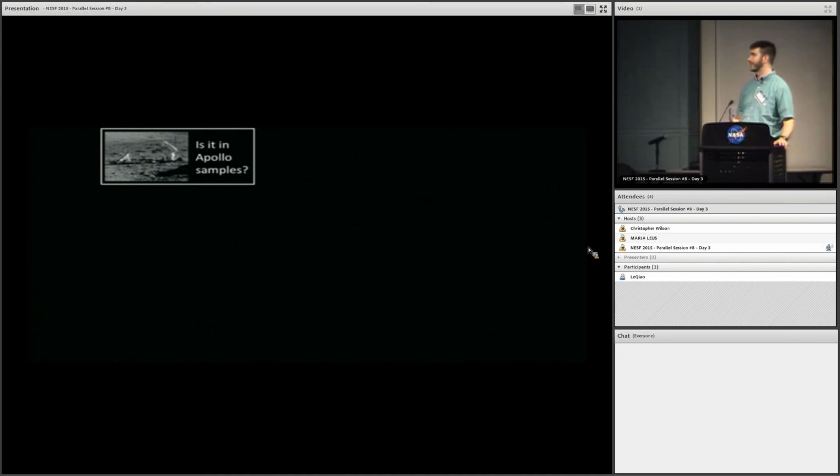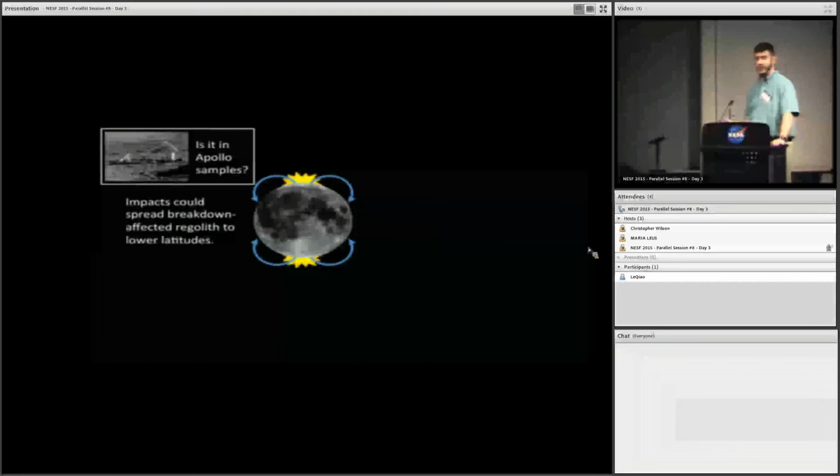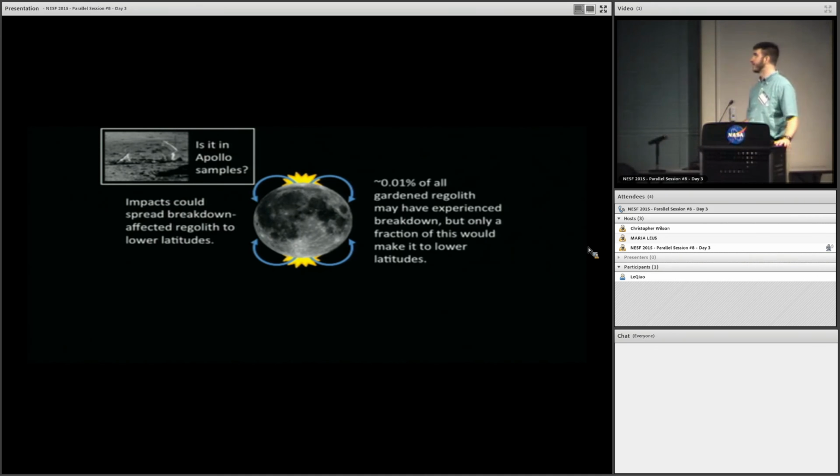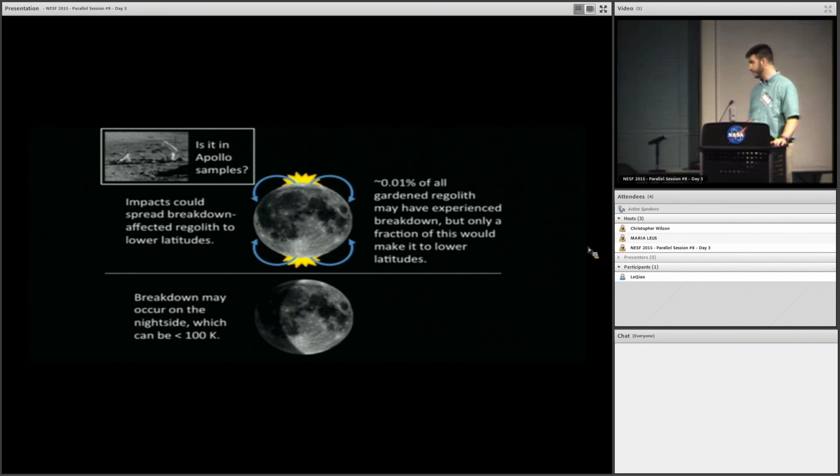Is it in Apollo samples? Because we've got a lot of that sitting around. And here are just two different ways that this material could be in Apollo samples. If breakdown only occurs in PSRs, there are impacts that could maybe transport or eject some material down to lower latitudes. Given that if breakdown is only happening in PSRs, we're only having a fraction of a percent of all the garden regolith all over the Moon being broken down, and then you mix just a little bit of that fraction down to lower latitudes, there's not going to be much down there.